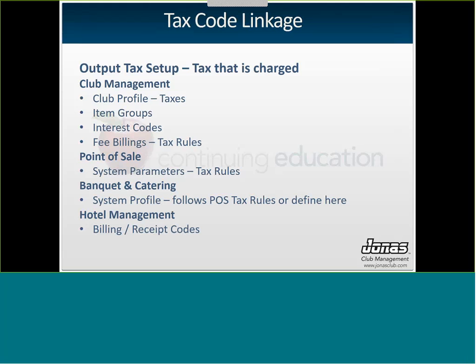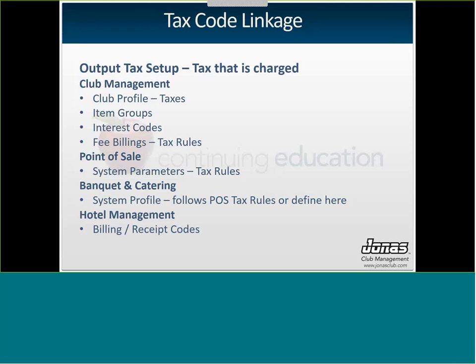The second spot would be under your item groups. So item groups are the things that you sell from club management chip processing, and they're also the linkage between the point of sale sales categories and the club management module. So your item groups are under club management, club setup, item groups. So for each individual item group, they will have their own taxes set up as well as their own tax codes attached.